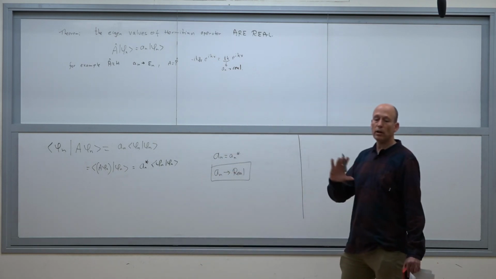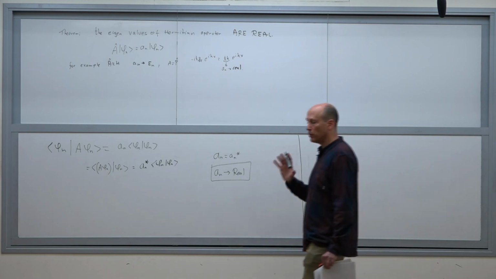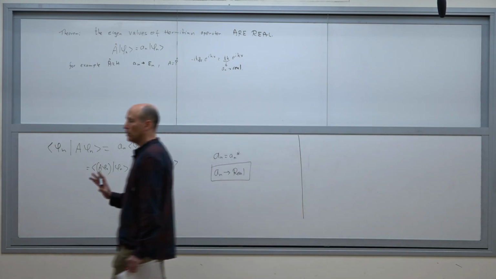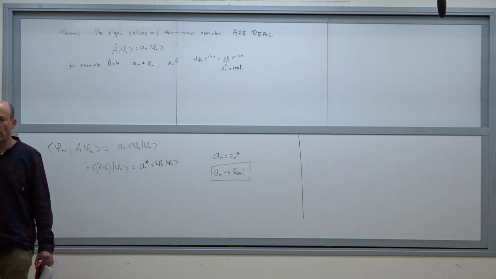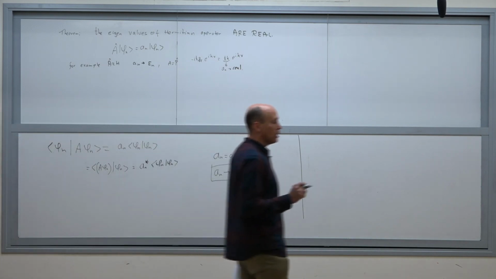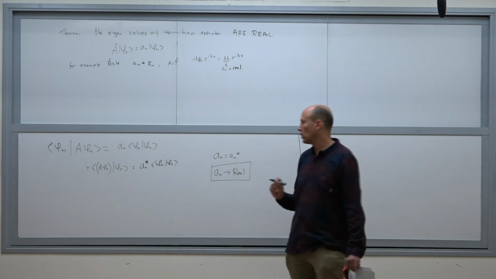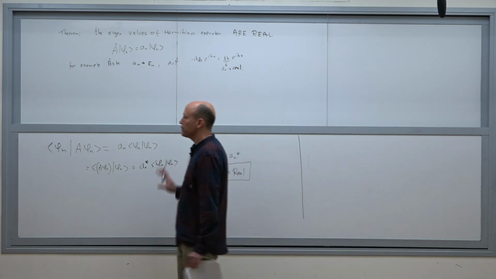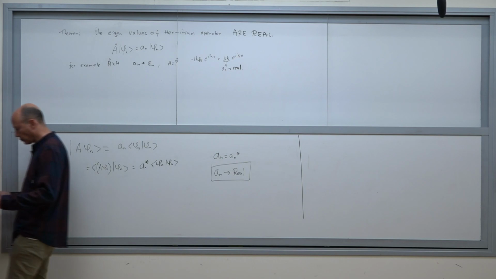So it doesn't matter if you have a Hermitian matrix or a Hermitian operator, you are assured that the eigenvalues of this operator are going to be real, as we already saw in a few examples.